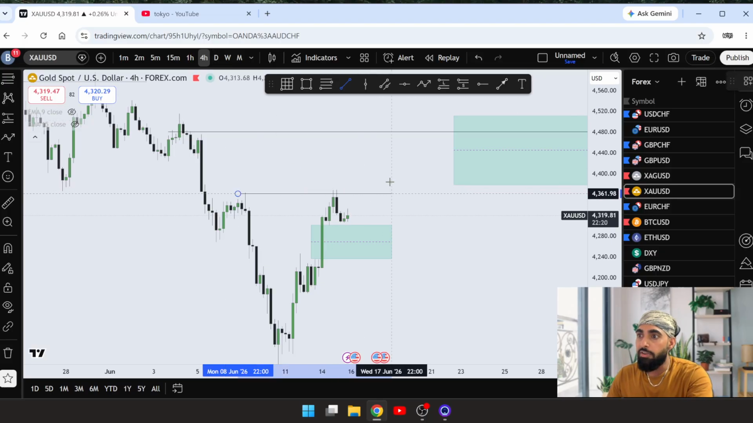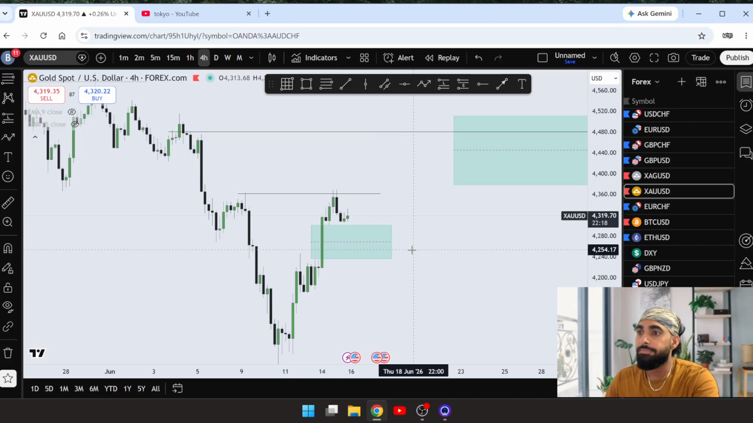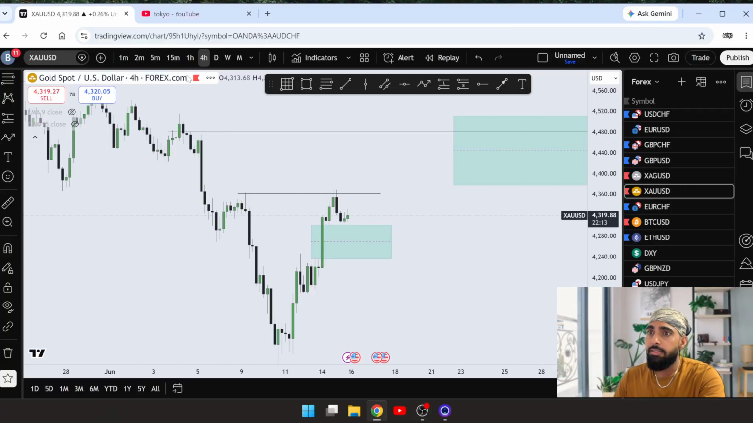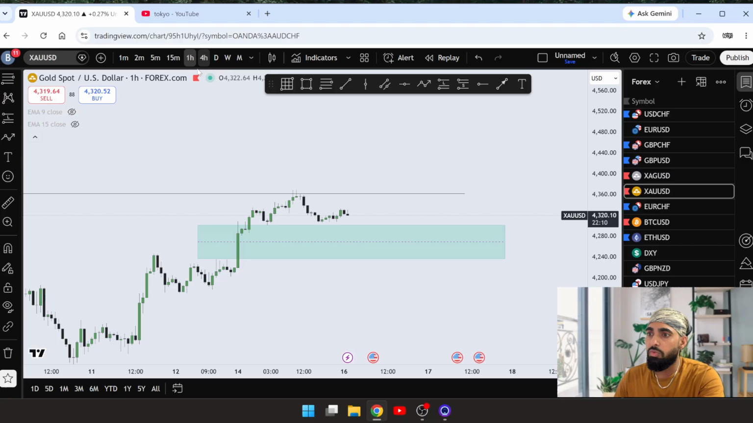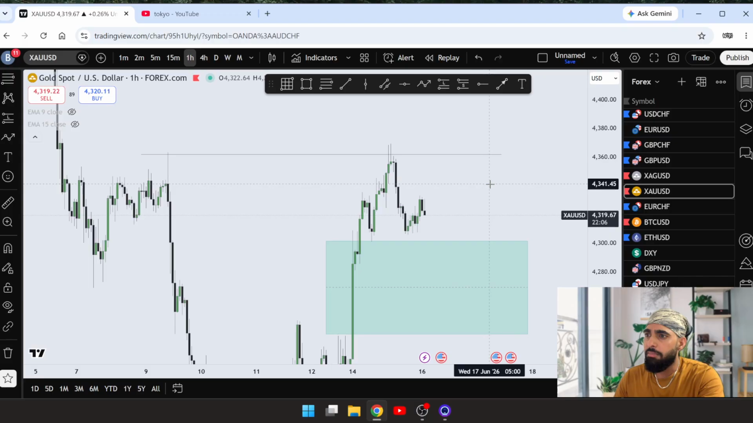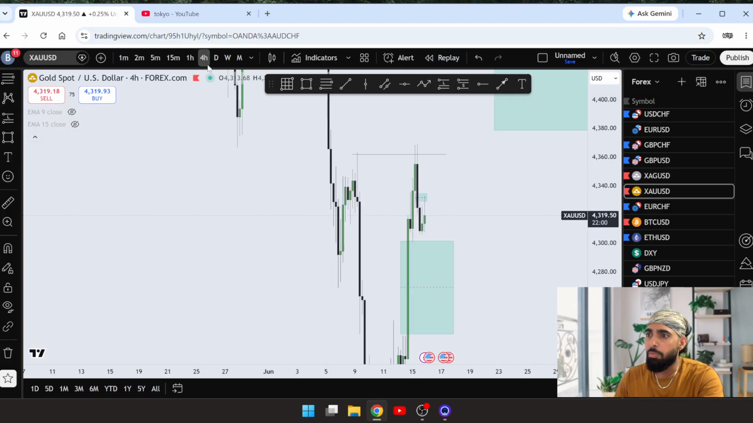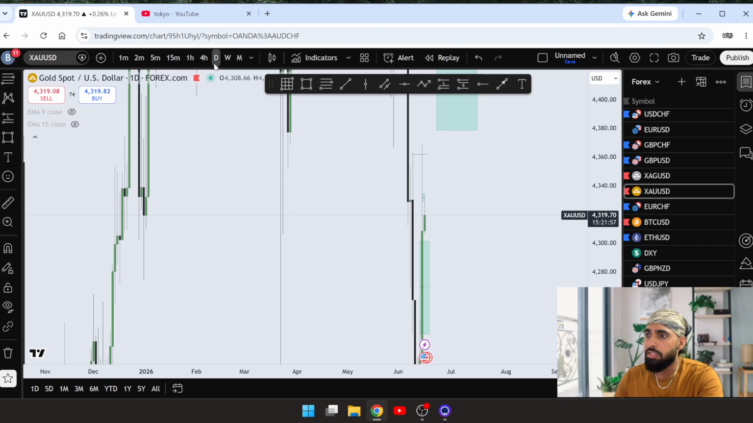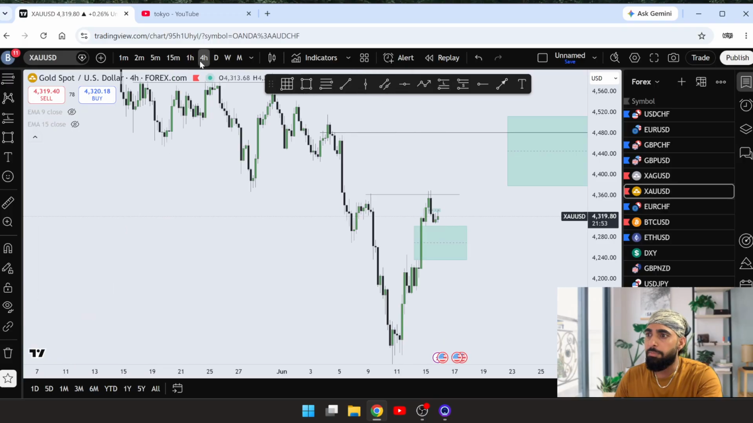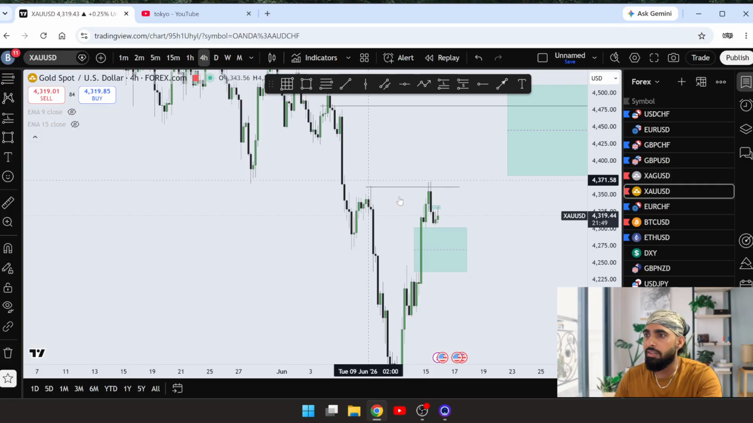So on 4-hour time frame, liquidity has already been taken, and let's go on to the 1-hour time frame. On 1-hour time frame, price has come to this fair value gap, which is pretty solid for it to go bearish. And where is it gonna go? It's gonna go to this buy side imbalance or something like that, that's what it's called.